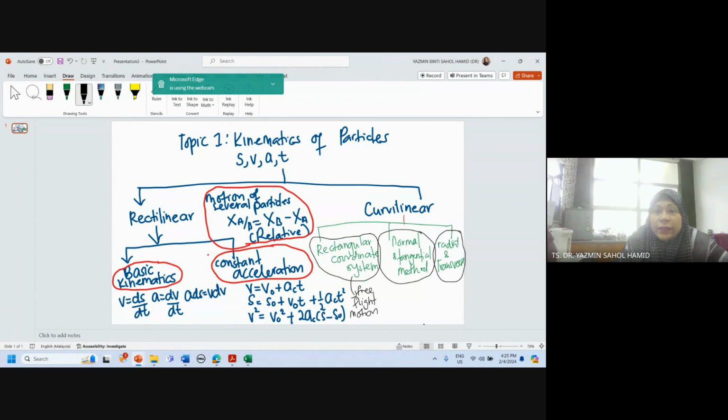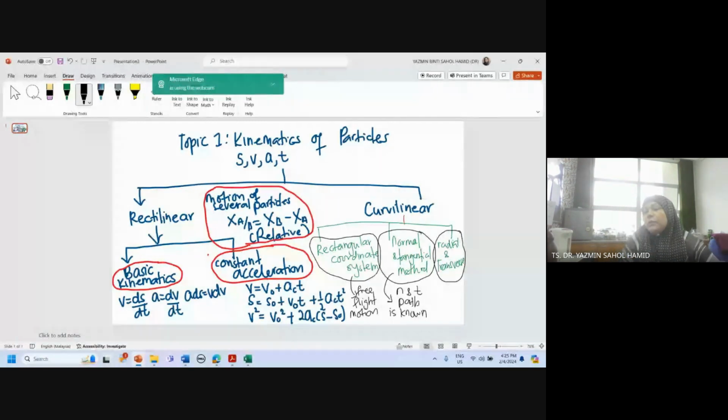Okay, and then you have normal and tangential. Normal, you use the symbol N. Tangential, you use symbol T. This one is for the method where the path is known. What it means is, for example, you are at your College of Engineering and then you want to go to Section 2. Of course, you will pass by the roundabout, right? So you're inside your car or motorbike. When you pass around the roundabout, the path is known. You know the path. So this is an example of a normal and tangential method.